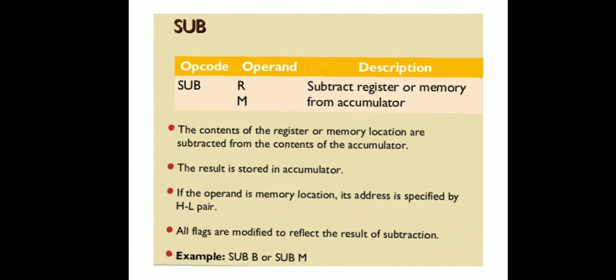The SUB instruction is used to subtract a register or memory from the accumulator. That is, the content of the register or memory location is subtracted from the content of the accumulator and the result is stored in the accumulator. And if the operand is again a memory location, then it is specified by the HL pair. All the flags are modified according to the result of subtraction.